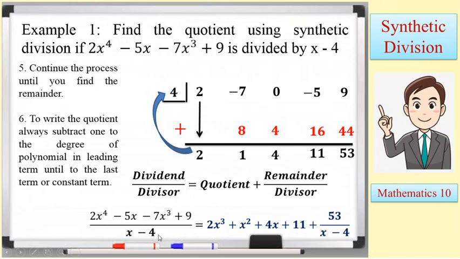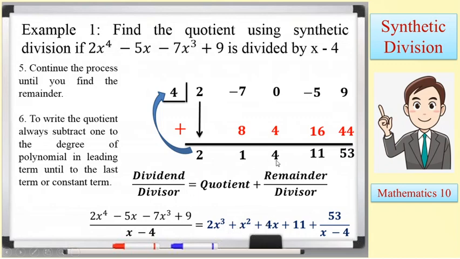Okay? So, we have the dividend 2x to the 4th power minus 5x minus 7x cubed plus 9 over x minus 4. Ang quotient natin ay 2x cubed. Paano siya naging x cubed? Kasi magsusubtract tayo ng 1 doon sa degree ng leading term natin. Okay? So, 4 minus 1, siya na yung 3. And then next naman, yung susunod na term natin ay magsusubtract tayo ulit ng 1. Kaya nagkaroon tayo ng x squared. Okay? Etong 2 ay galing dito sa sinolve natin. 2, 1, 4, 11, and 53. Kaya meron tayong 2 and imaginary 1.